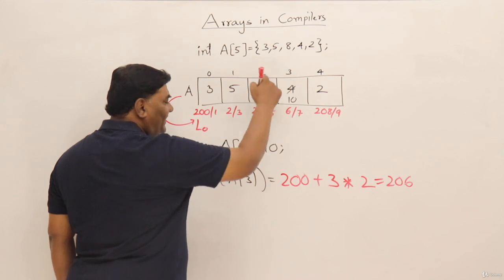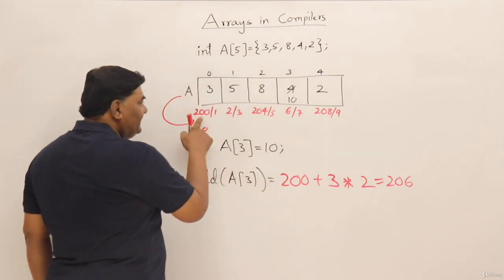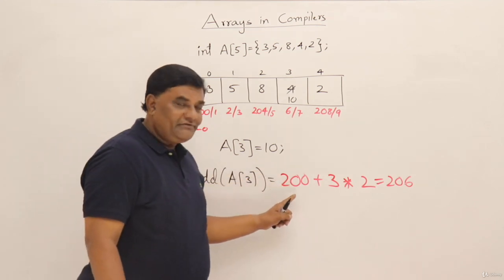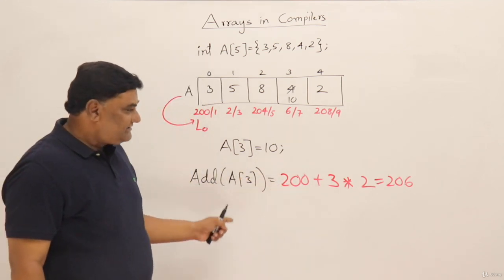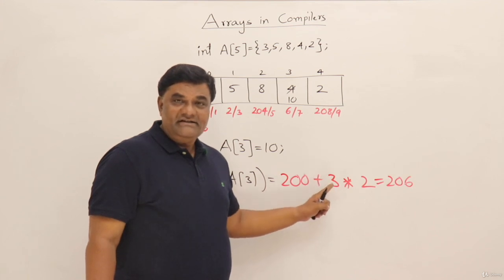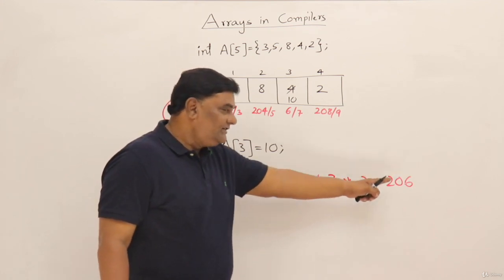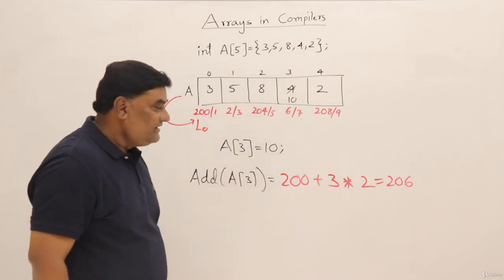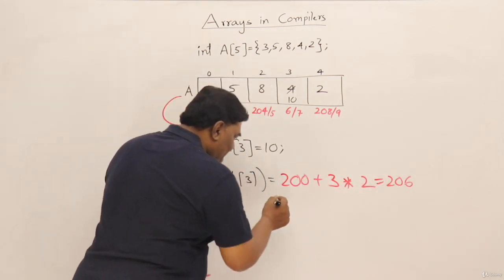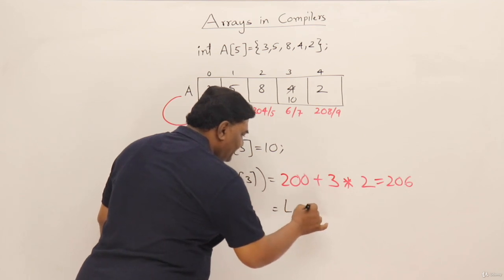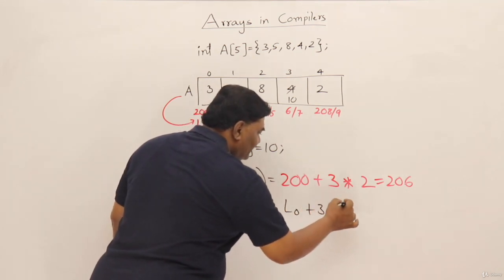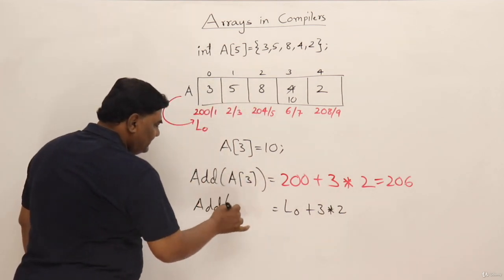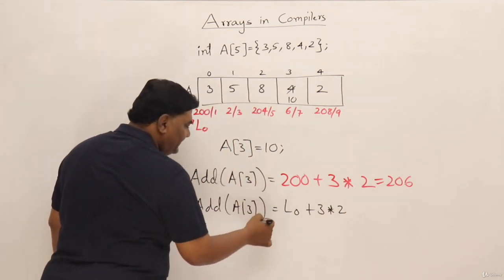Why 3? This is the index that I want to access. Then why 2? Because each integer takes 2 bytes. So from the base address of the array, location 0, I want to access the third index, where each index takes 2 bytes. The final address will be 206. So using this formula, the address 206 can be obtained. I will convert that into a formula: L0 plus 3 into the size of an integer. So the address of a of 3 is obtained like this.